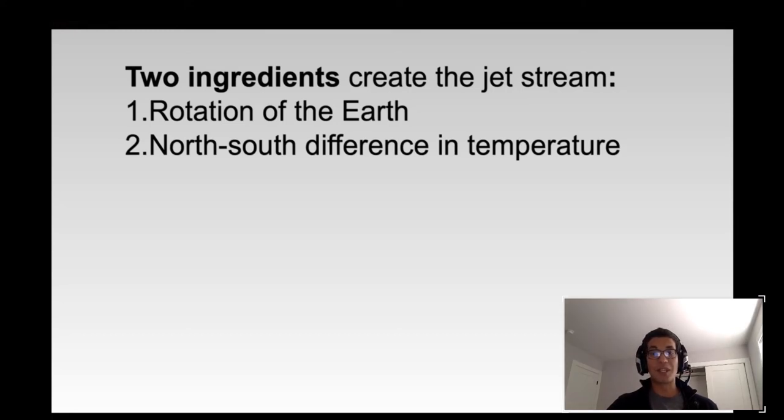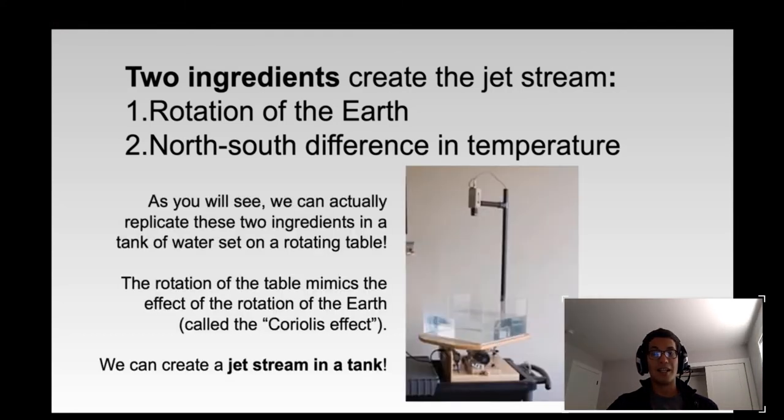And what's pretty cool is as you're going to see, we can actually replicate these two ingredients in a tank of water that is rotating on a table. So that is on a rotating table. And a picture of this is shown on the right. It's an experimental tank that in person I would do a demo for, but you'll get to see a video of, where you can actually put a bucket of ice at the center to create a temperature difference across the water in this tank that's rotating.